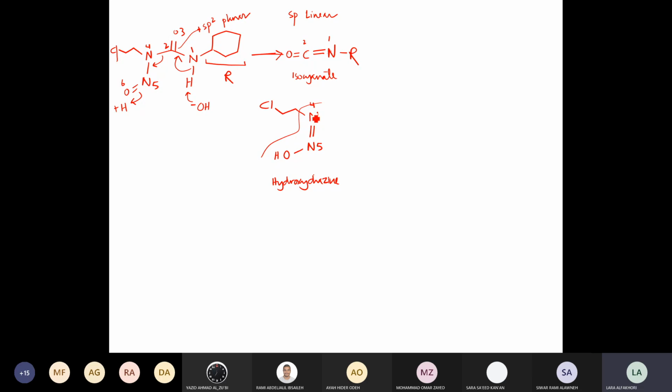Diazine, because I have 2 nitrogens. You know that "aza" is for nitrogens, or when I have nitrogens in a structure, diazine because I have 2 nitrogens.